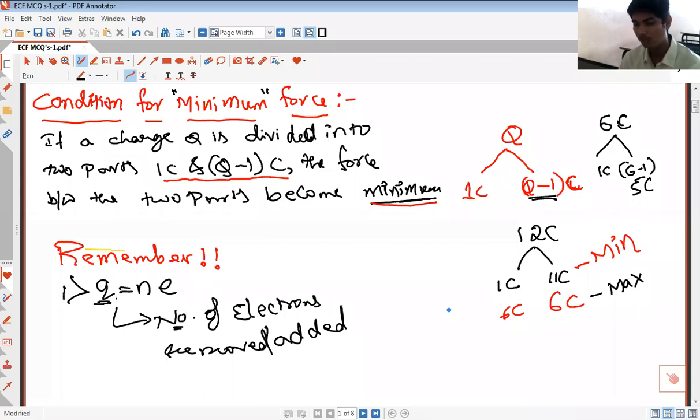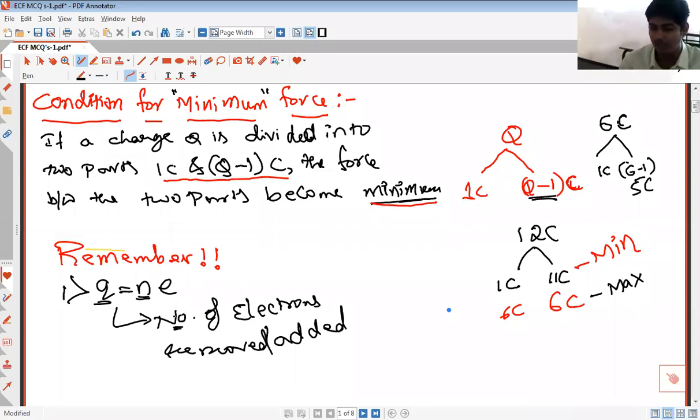Q is the charge on the body, N is number of electrons removed or number of electrons added, and E is charge on the electron or charge on a proton. Can you tell me what are the possible values of N? N is number of electrons removed or number of electrons added.